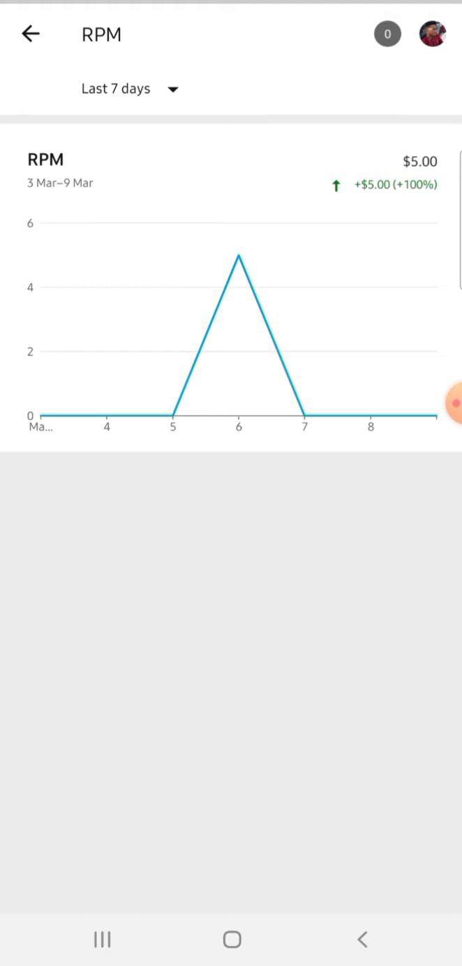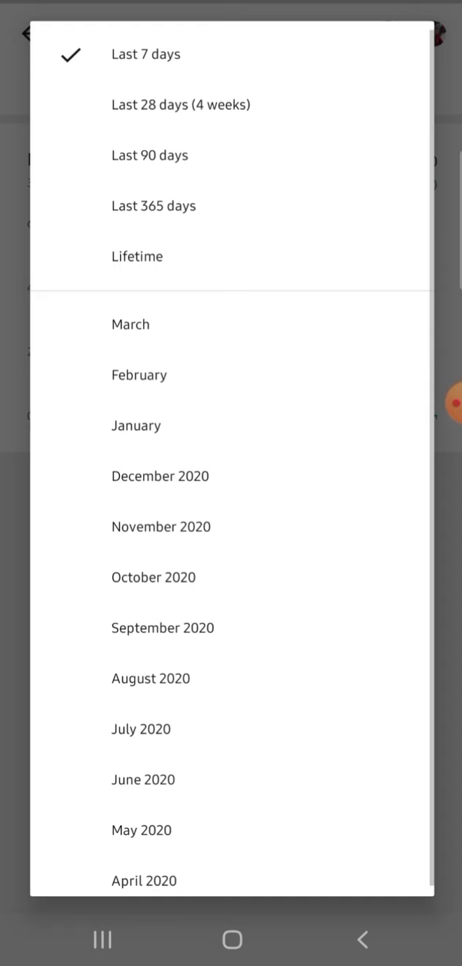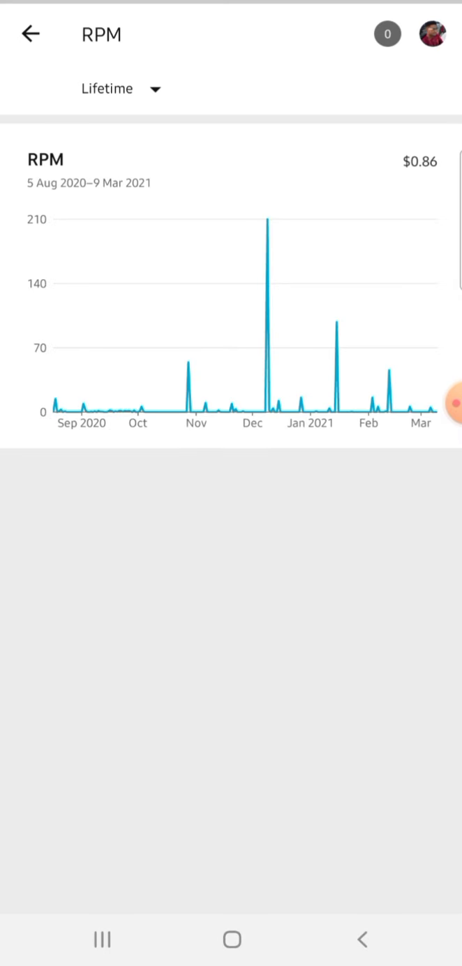So like I said earlier, the RPM is not something static or fixed. It changes by the interaction you have on the video and how many people are watching the video at a given time. These are some of the things which contribute to your RPM going higher. The lifetime RPM for this video is 86 cents.